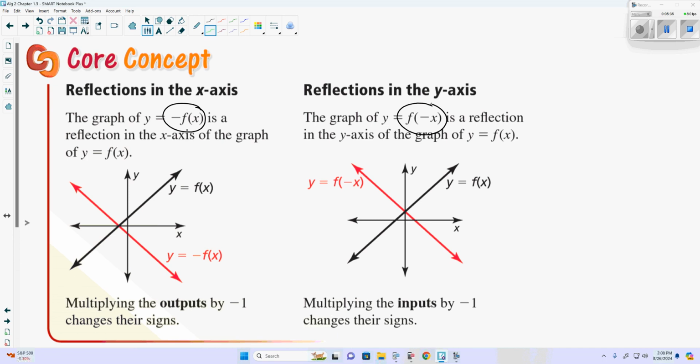Now, I do have it already on the whiteboard, so whenever we're applying a reflection across the x-axis, we're going to be using the negative f of x. Now, if we're going to be reflecting it in the y-axis, we're going to do f of negative x. So across the y is f of negative x, across the x is negative f of x. And again, we're going to be using this general form depending on what we're applying.